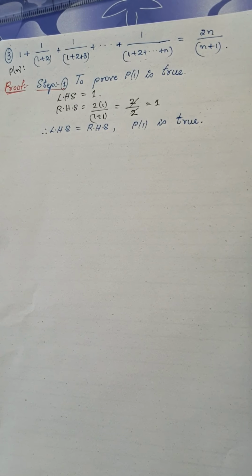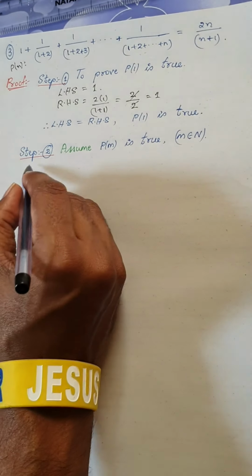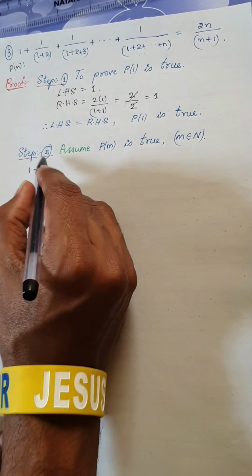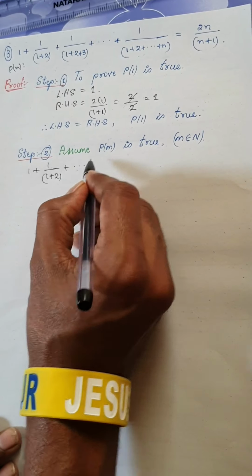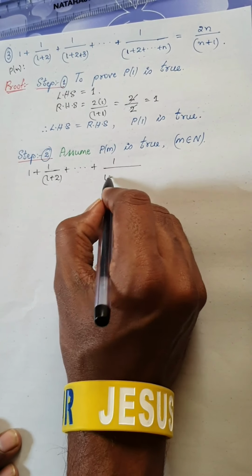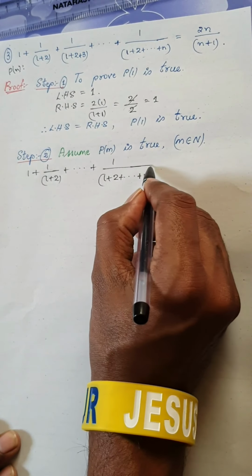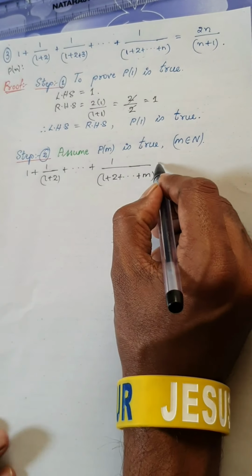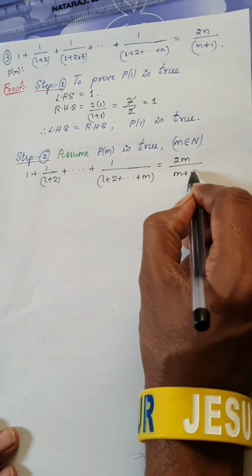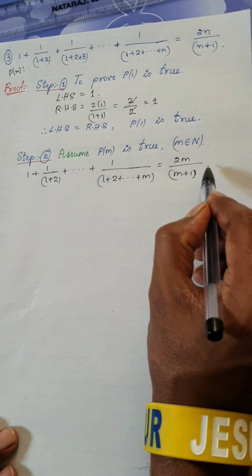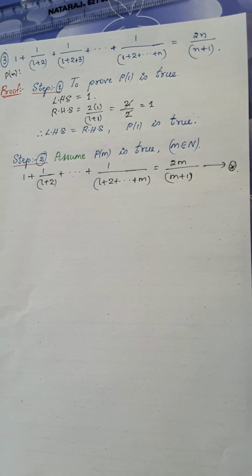Let's move on to step 2. So here comes step 2, to assume P of m is true. So moving on in the same way, I can write 1 plus 1 divided by 1 plus 2. It's enough if you write 2 terms. So on up to 1 divided by 1 plus 2 plus moving on up to m. Remember, replace n by m. You will get the second step. So that is nothing but 2m divided by m plus 1. Okay, so this I'm going to treat as my equation star. So this completes my step 2.